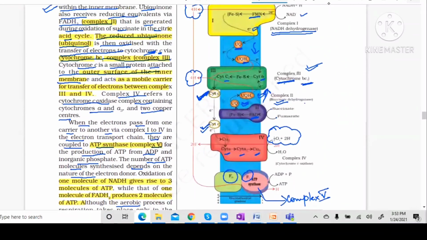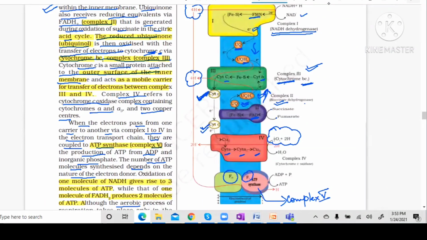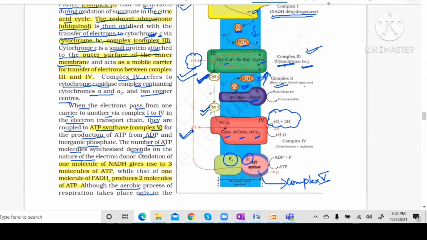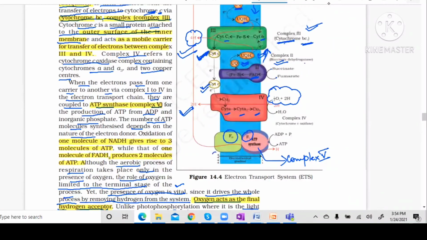See here, the proton gradient is established in the intermembrane space. 4 protons here, 4 protons here, and 2 protons from complex 4. And finally, check carefully, this is a plus sign and here it is a minus sign. Why is it a plus sign? Because too many protons are accumulated here, and here it is minus. So an electrochemical gradient is created, and this gradient is broken. These protons are allowed to pass through the F0 F1 particle, and then ATP formation is done. Clear, beta?